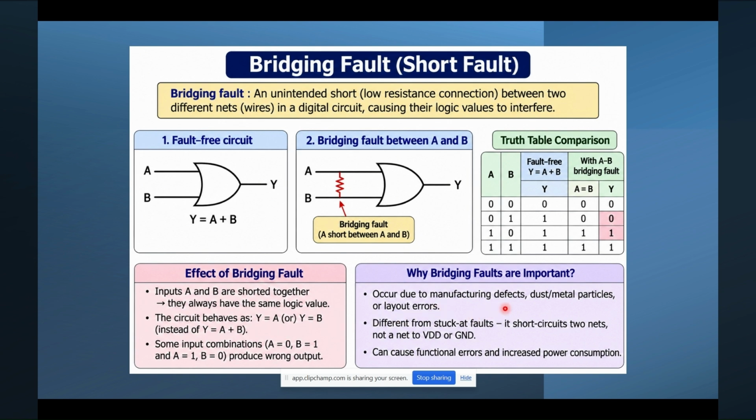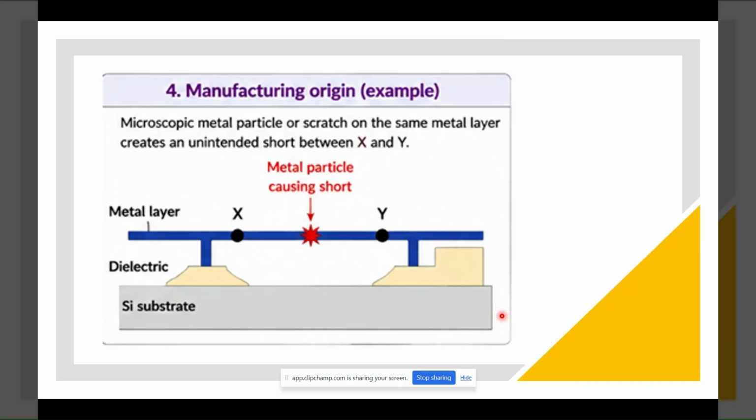This may occur due to manufacturing defects, dust or metal particles, or layout errors sometimes during manufacturing. It is different from a stuck-at fault. As I mentioned earlier, it is a short circuit between two nets, not to VDD or ground. It again causes functional errors and, in a few cases, increased power consumption.